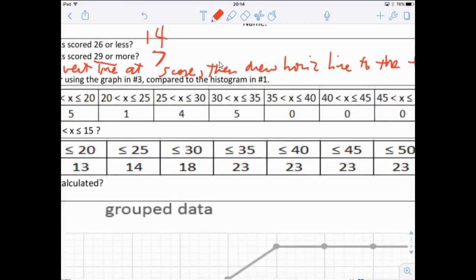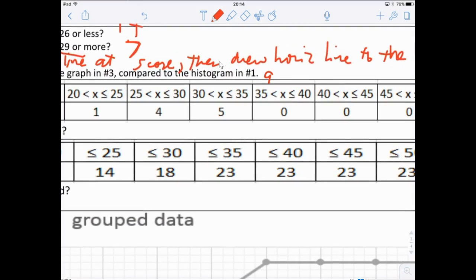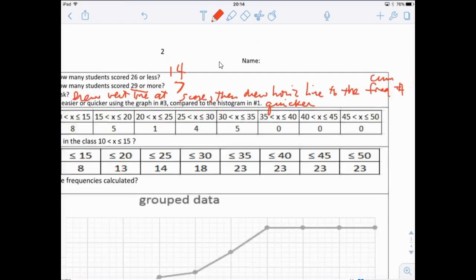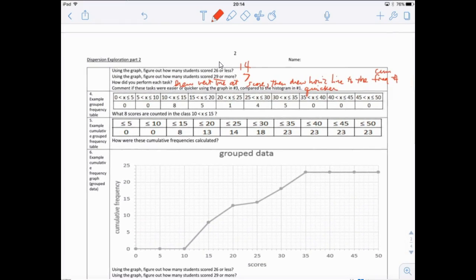Okay, so comment if these tasks were easier or quicker using the graph in number 3. Yes, it was quicker than counting blocks. Okay, maybe you don't think so, but if you had a really big distribution, then this method is much quicker than counting blocks.